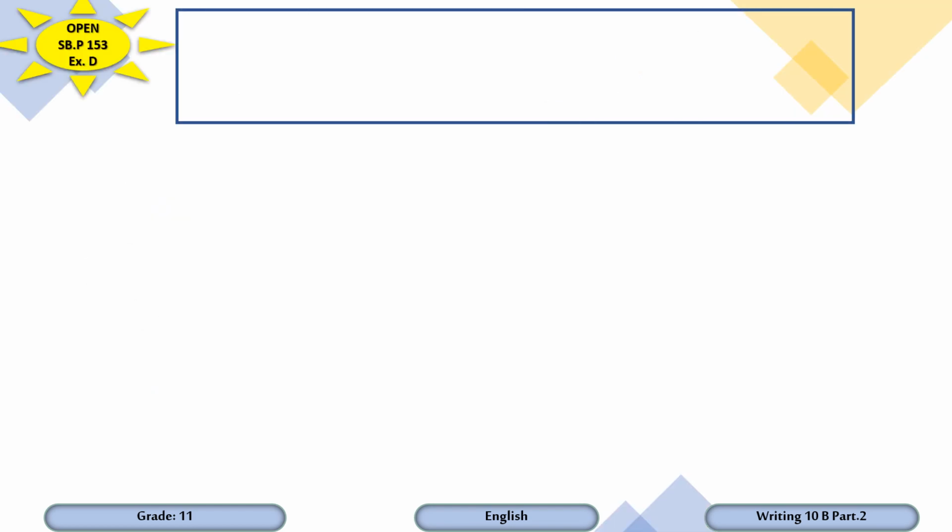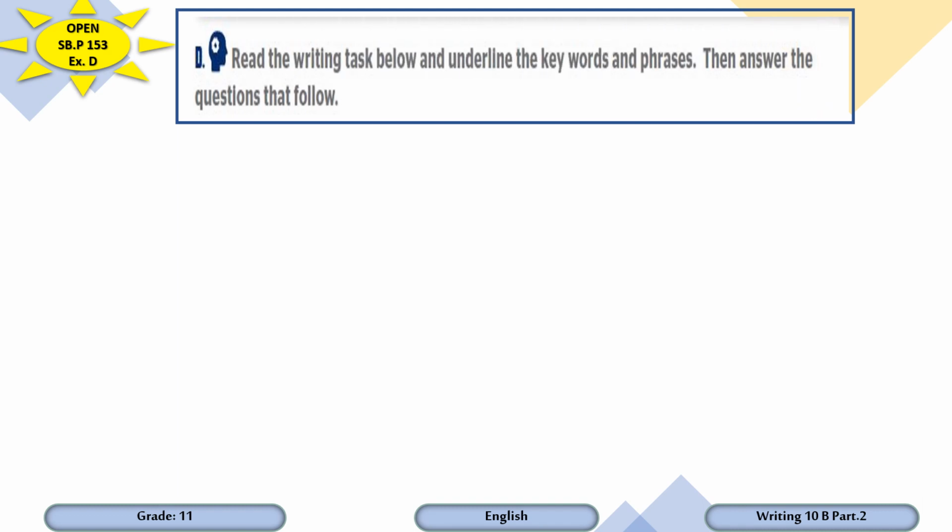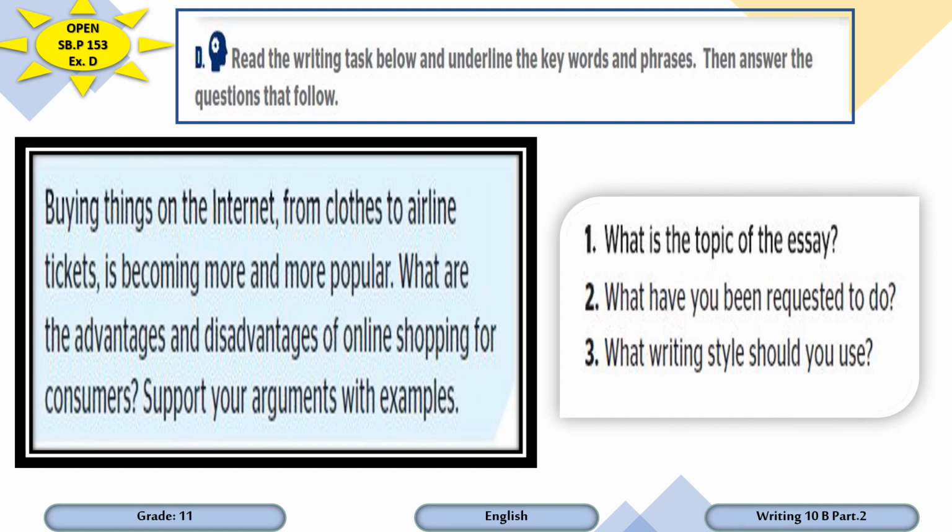Dear students, we are still in page 153, exercise D. In exercise D, what you simply need to do is to read the writing task and underline the keywords and phrases. After that, you need to answer 3 questions. Let's read the writing task together. Buying things on the internet, from clothes to airline tickets, is becoming more and more popular. What are the advantages and disadvantages of online shopping for consumers? Support your arguments with examples. Then you need to answer 3 questions.